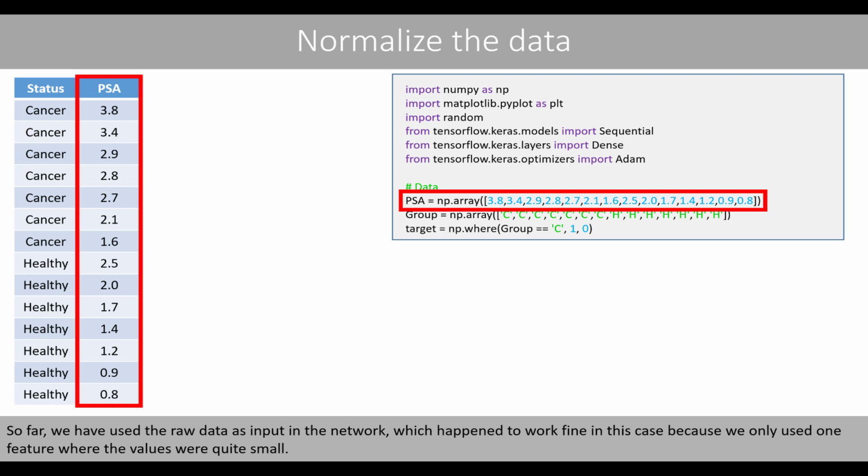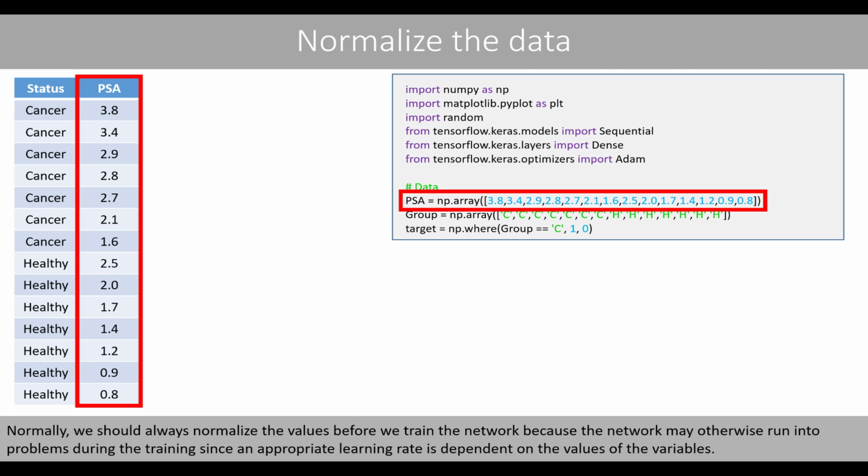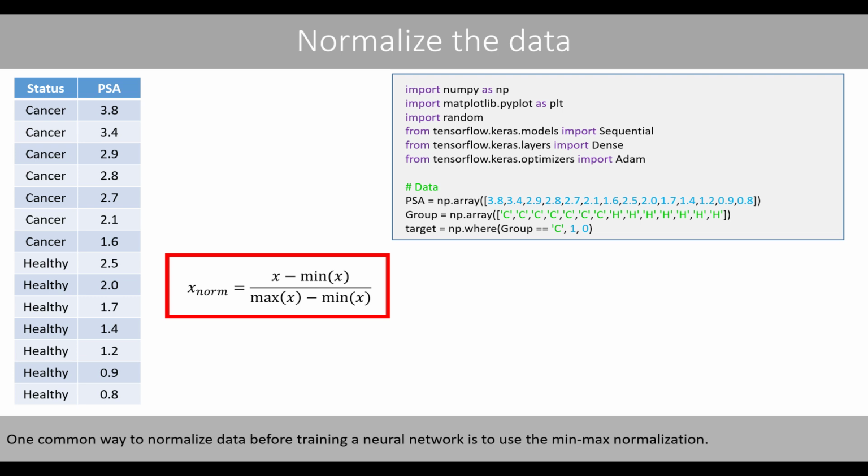So far, we have used the raw data as input in the network, which happened to work fine in this case because we only used one feature where the values were quite small. Normally, we should always normalize the values before we train the network, because the network may otherwise run into problems during the training, since an appropriate learning rate is dependent on the values of the variables. One common way to normalize the data before training a neural network is to use the min-max normalization.